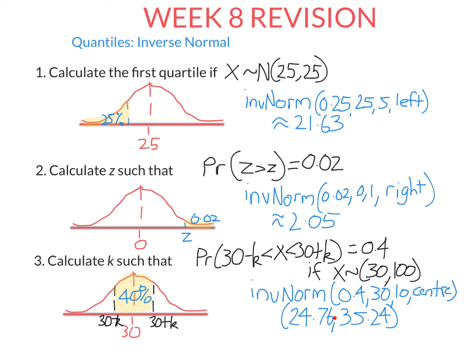So the calculator returns something that looks like this, 2 numbers. What that's saying is that 40% of scores are between 24.76 and 35.24. So that means that k is just the distance from 30 up to here. K is just 5.24. So this is made really easy by your graphics calculator. We're using inverse normal because we're doing the inverse or the opposite of what we were doing previously. All right, let's look now at a worded problem.